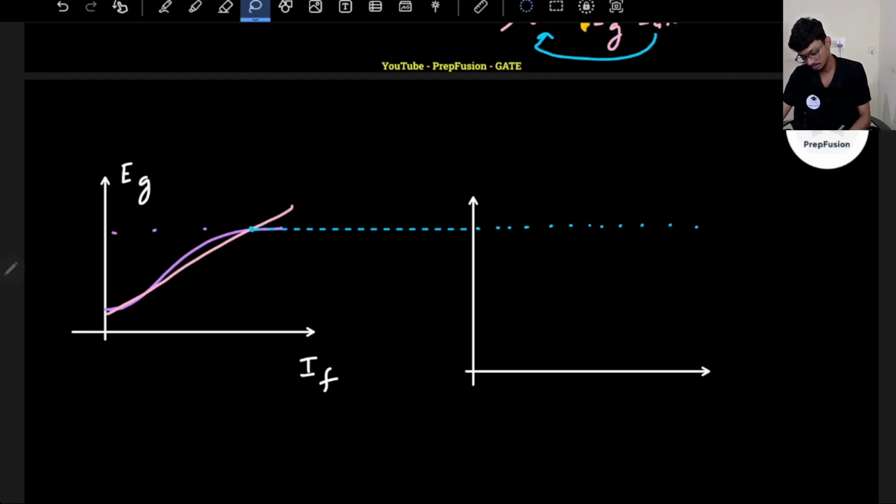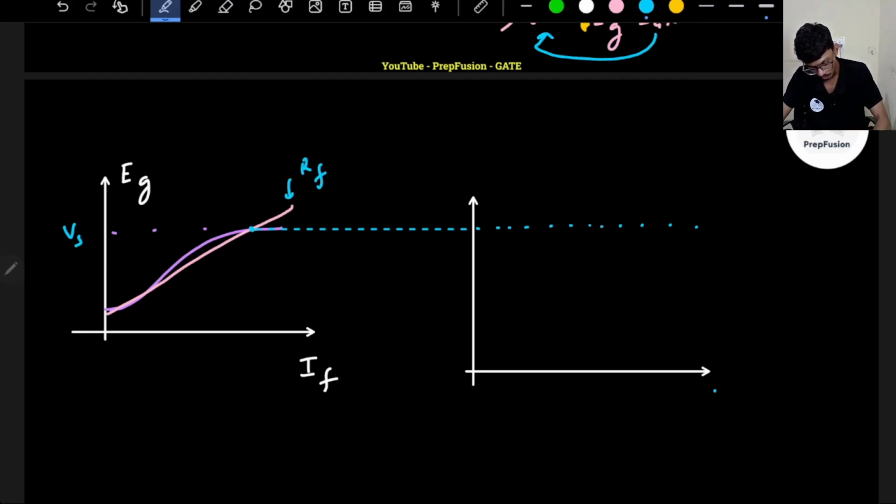Let's assume that this is the steady state voltage, V steady state or Vs, for this particular shunt resistance RF. So at no load, this is the load current, this is the terminal voltage. At no load, this is the steady state voltage, that is Vs.